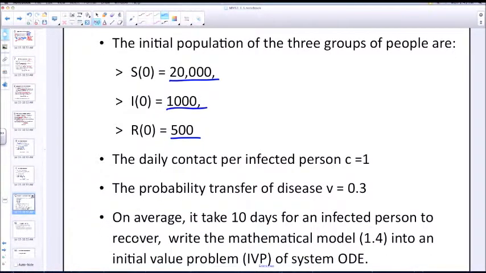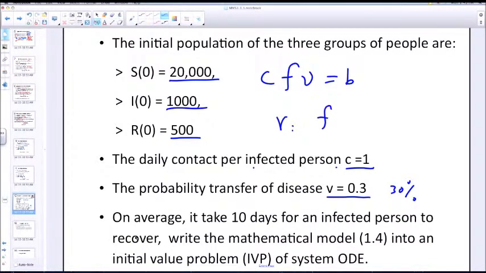And to figure out all those constants, you remember the constants have C, F, V, which we call the infection rate, and R, which is the recovery rate. Let's assume every day an infected person could have one contact with somebody else, to make it simple. And the probability to transfer the disease is 0.3, that's 30%. That's all you need.